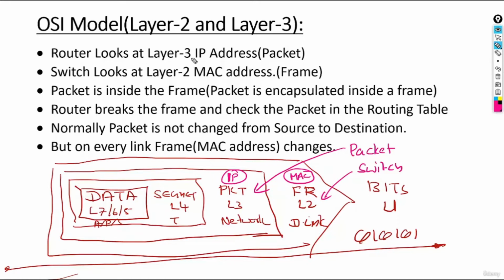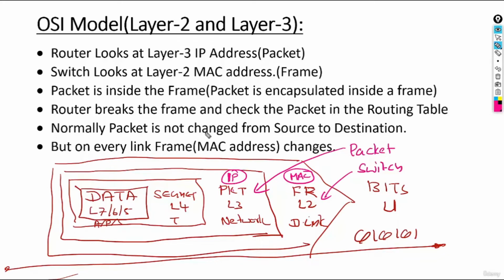Router looks at the layer 3 IP address. Switch looks at the layer 2 MAC address. Packet is inside the frame. That's right, the packet is inside the frame because the packet is encapsulated inside the frame. Router breaks the frame and checks the packet in the routing table.